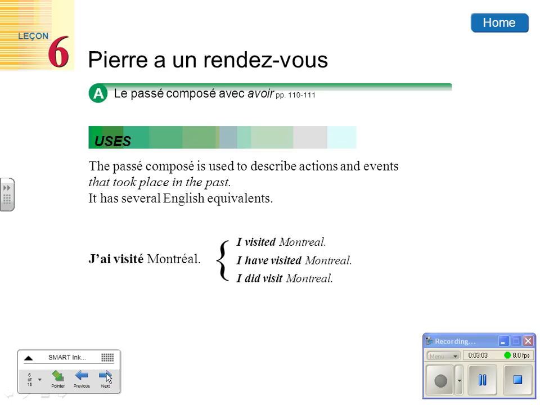Okay, so in present tense, when you learned it in French 1, you remember that je visite could translate as I visit, I do visit, I am visiting. Well, same thing in the past tense. J'ai visité has one sentence in French, but 3 translations in English. So j'ai visité can translate as I visited, I have visited, or I did visit.